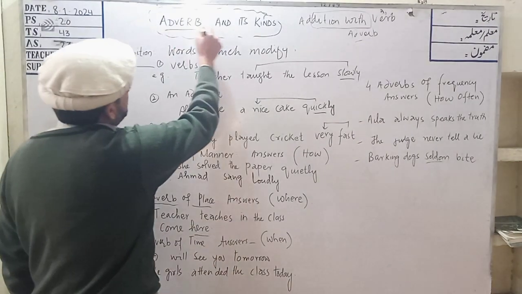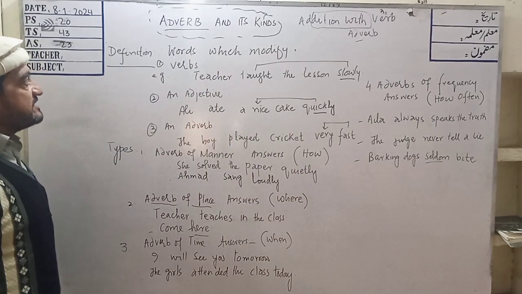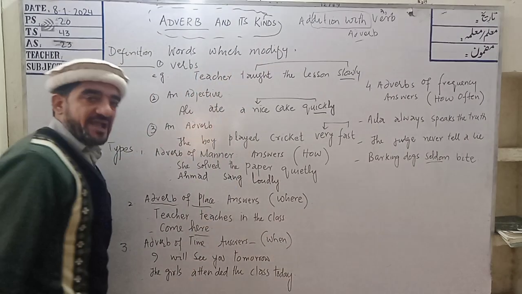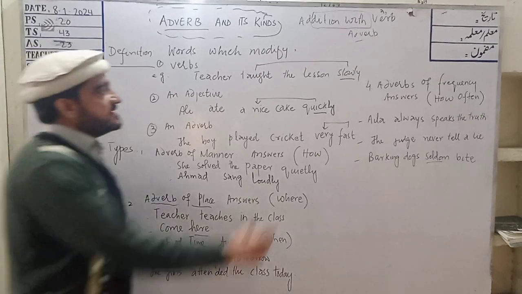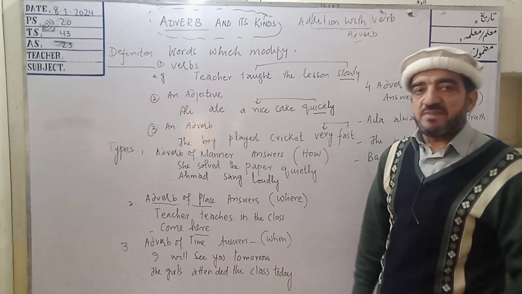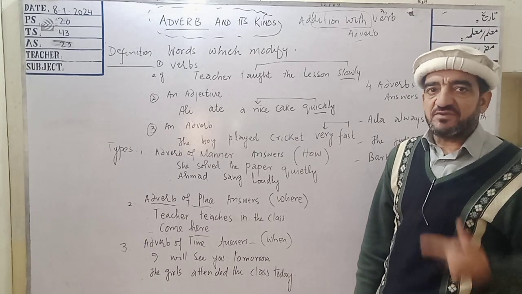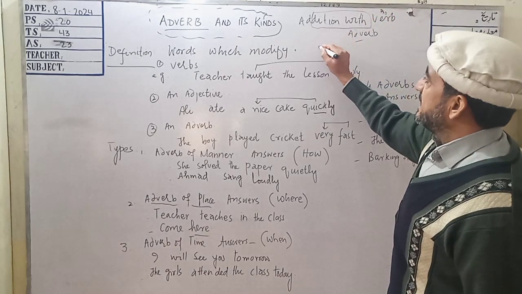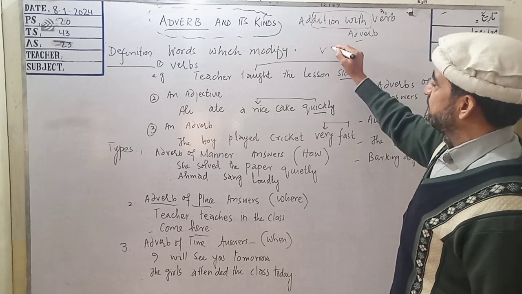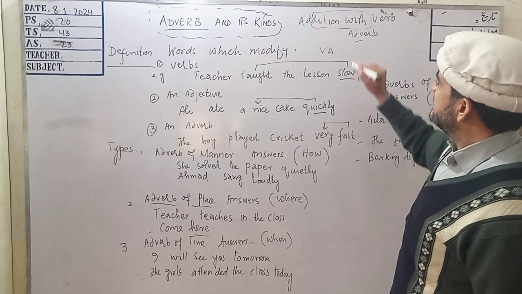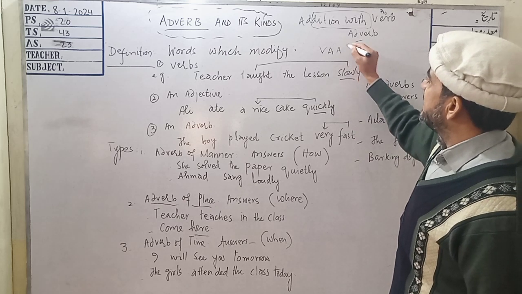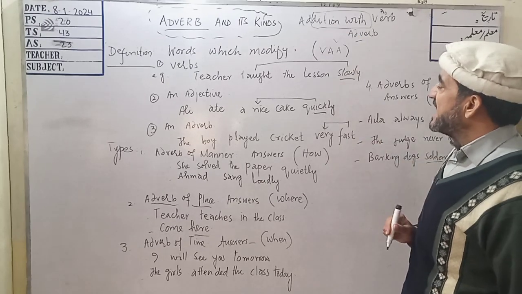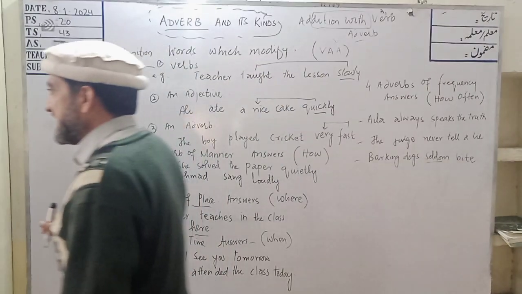So first we will try to define adverb. The definition of adverb is that words which modify. Which modify means that adverb is not only modifying verb, it modifies adjective, it modifies another adverb as well. So it can modify verb, it can modify adjective, and it can also modify another adverb. So the formula for adverb is verb, V-A-E.